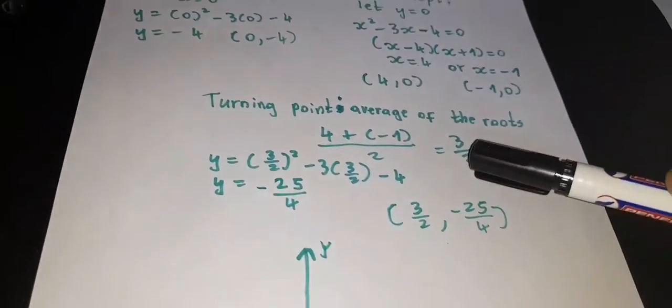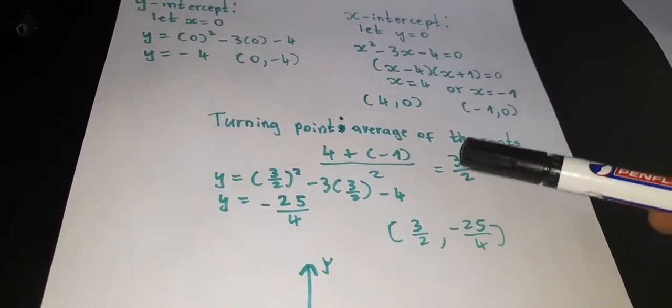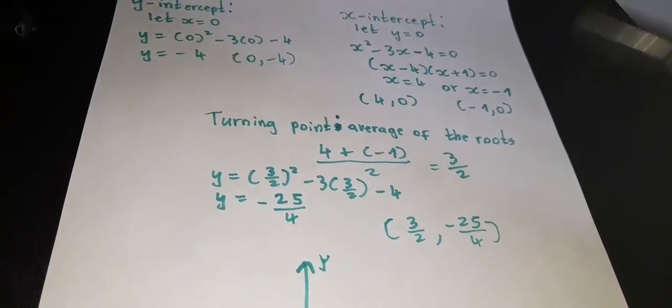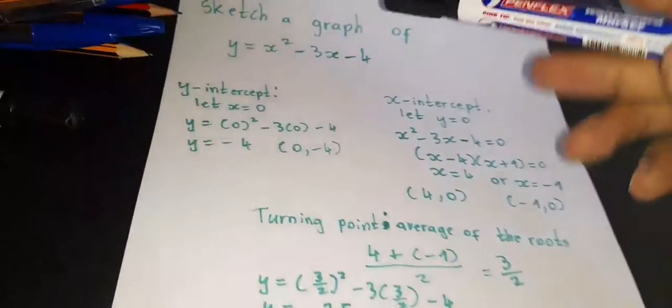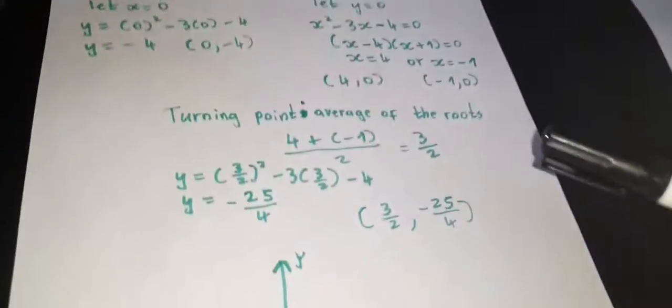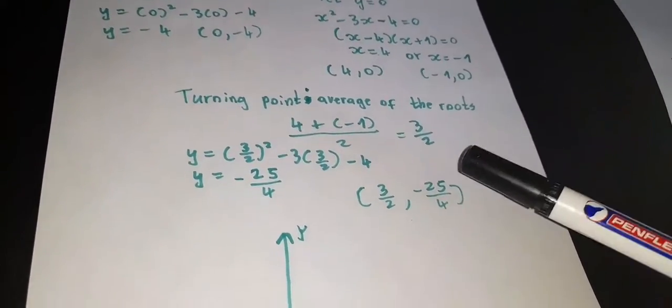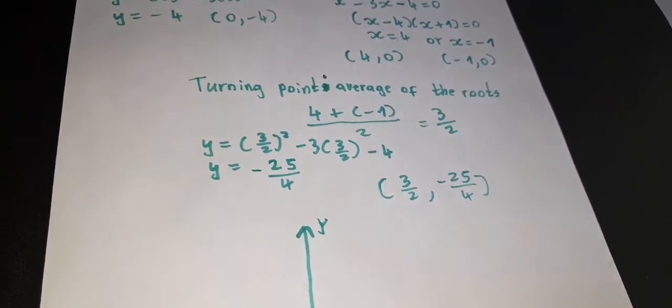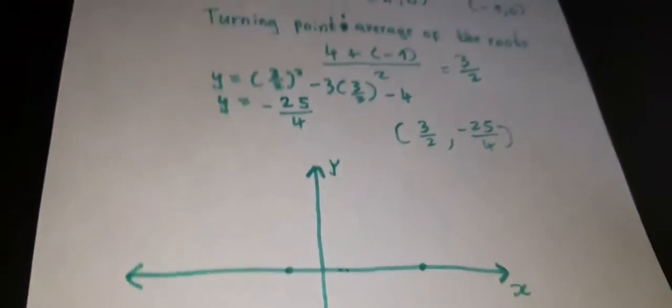To find the y turning point, you have to substitute 3 over 2 into the original equation which is given here. Where you see x, you put 3 over 2, and then you will get an answer of negative 25 over 4. And then you just plug it here.